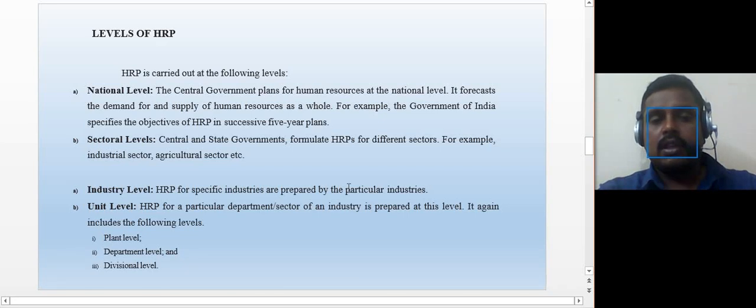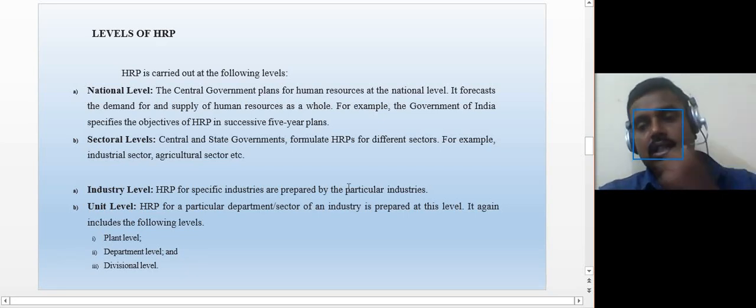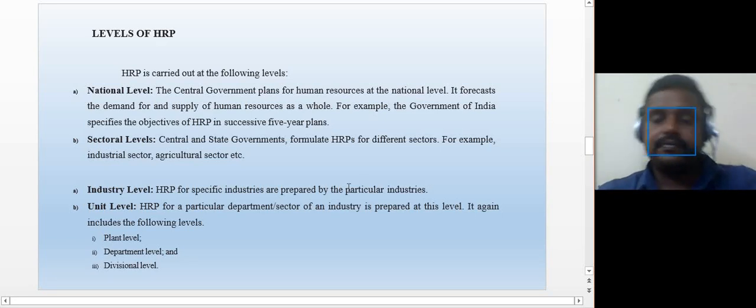Previously we must see the five-year plan activity and the yearly plan activity, and so on. At the sectoral level, central and state governments formulate human resource planning for different sectors, for example the industrial sector, agricultural sector, and finance. So many sectors are available. Based on the sectoral level, we must analyze the present and future requirements of manpower, because India is an agriculture-based country. We must see the number of farmers in our country.